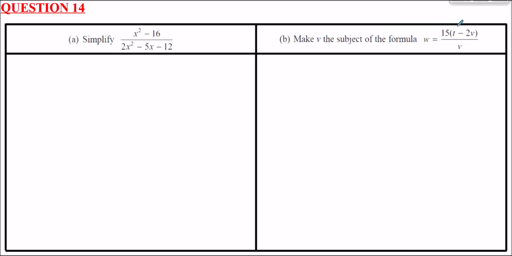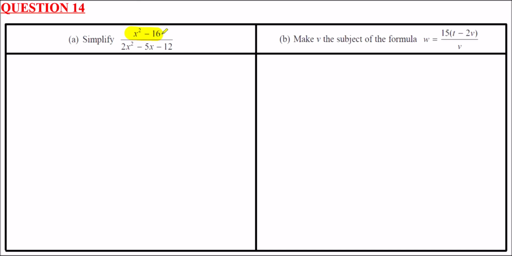Question 14a, we need to simplify an algebraic fraction. If we've got something awkward algebraically, like this in a fraction, where there's a quadratic on the top and a quadratic on the bottom, and it's a non-calculator paper, or even on a calculator paper, always check if the top or the bottom, or both, will factorise. And almost all the time, both top and bottom will.